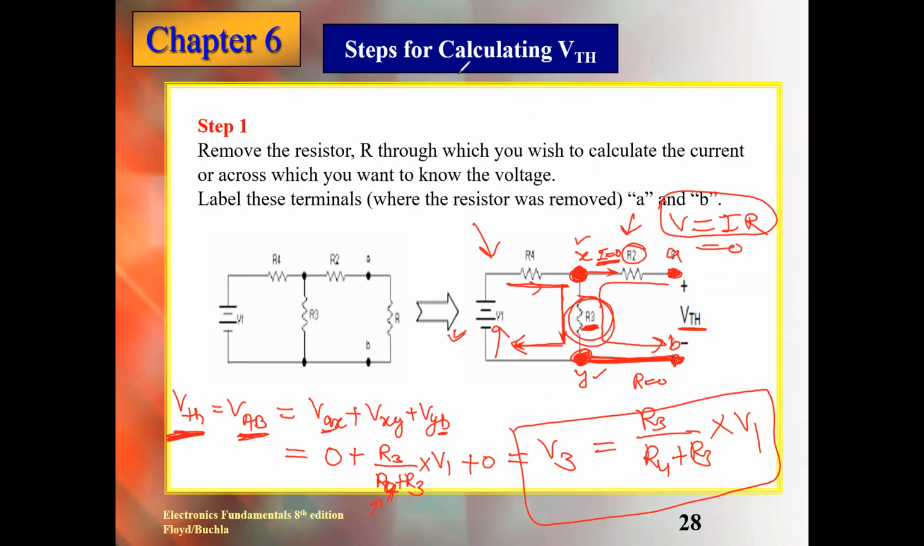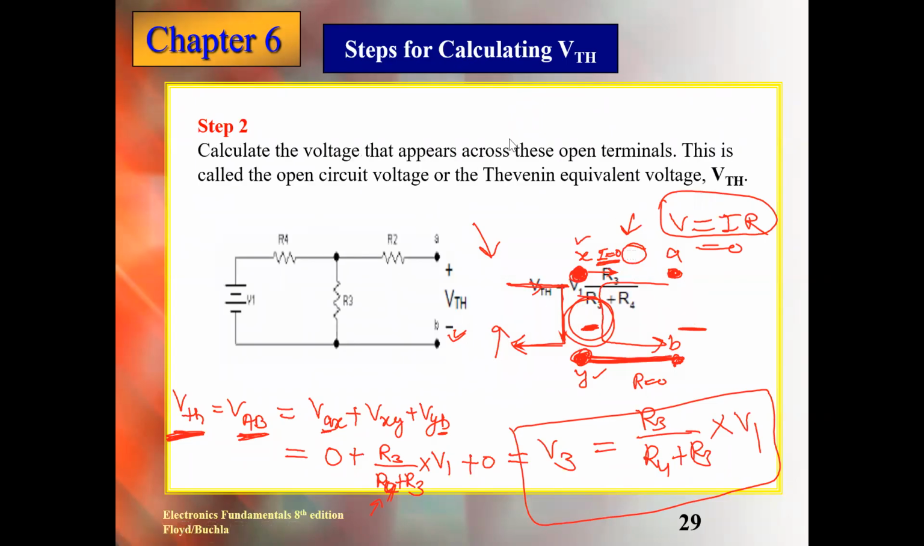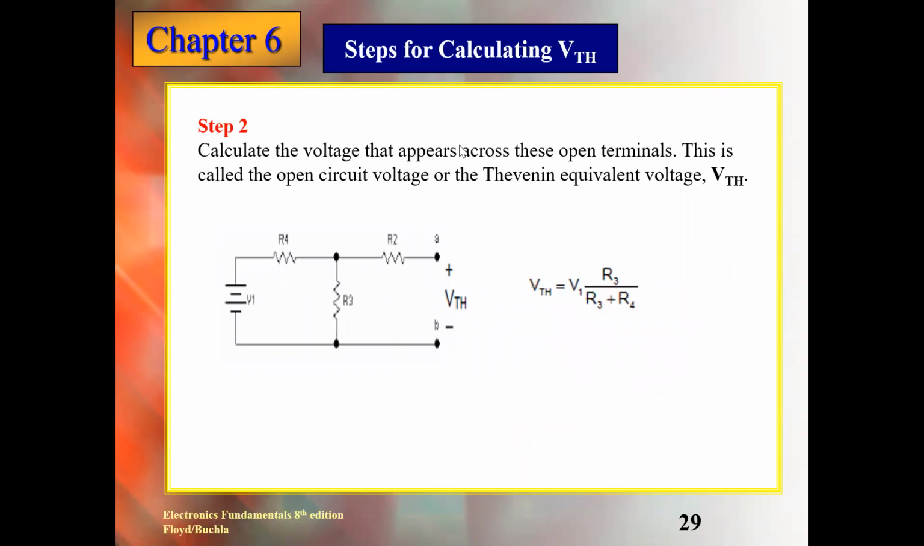So this is the second step. You can see now here, second step. I wrote it there for you so that you can understand what I want to explain to you. This is VTH. So agree with this formula now? Simple for this particular circuit. Yes. So this way we can calculate the Thevenin voltage.